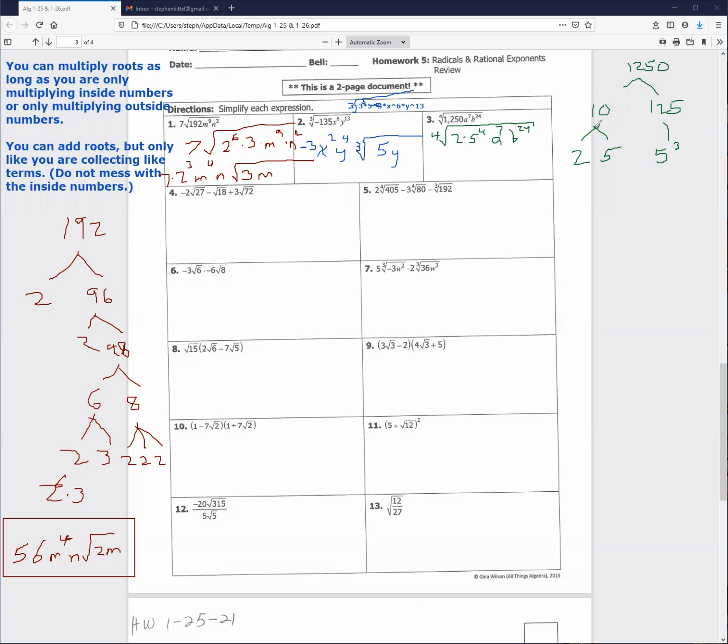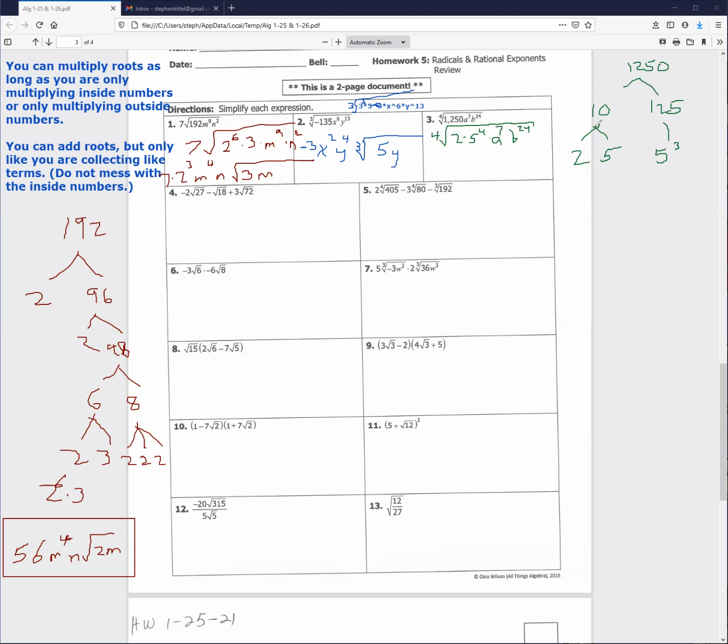All right, 18 is root 9 times root 2. Root 9 simplifies to a 3, so -3 root 2. And then 72 is root 36 times root 2. You could have also done 9 times 8, but then you can break it down further. So I'm going to go right to 36. And this is plus 6 root 2.